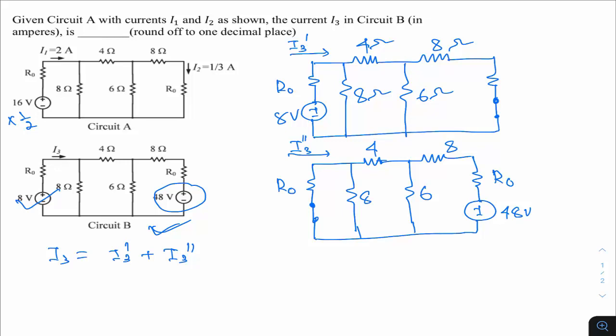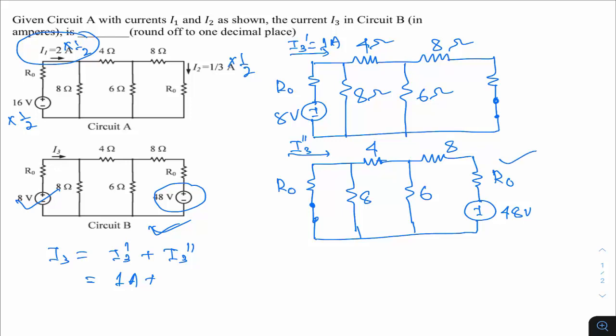So if I am multiplying 16 by half, this current will be 2 into half and this current will also be 1 by 3 into half. So I need this I3 dash, right? And I3 dash is this branch current. So 2 into half becomes 1 ampere. Okay, so I got the first current, I3 dash, which is basically 1 ampere. So this is based on the principle of what? Homogeneity.